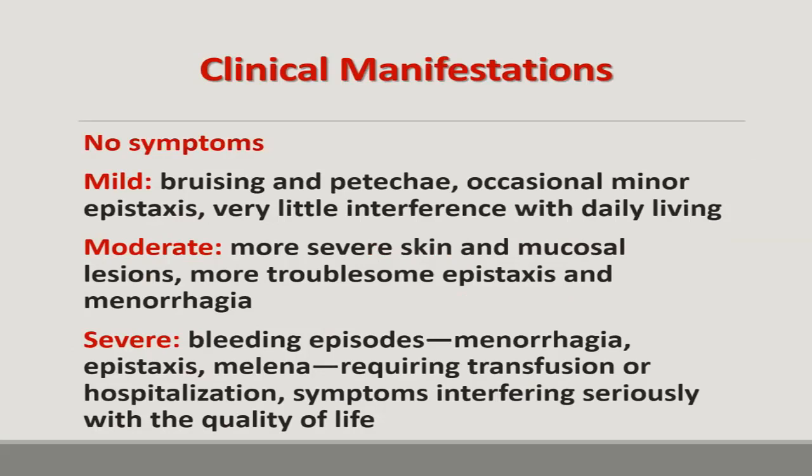The manifestation varies in severity. Either the patient is asymptomatic, or he has mild bruising, fatigue, occasional minor epistaxis with very little interference with daily living, or it is a moderate presentation with symptoms like more severe skin and mucosal lesions, more troublesome epistaxis or menorrhagia in an adolescent girl. Sometimes the bleeding is severe, with menorrhagia, epistaxis, melena, requiring a transfusion or hospitalization, with symptoms that interfere seriously with the quality of life.